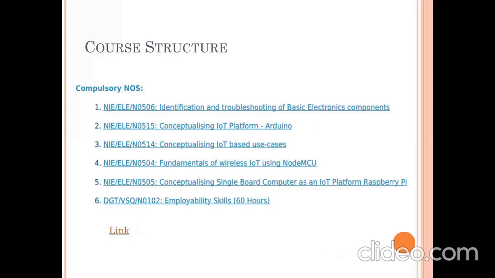So first, let us see how your course is structured. You have 6 modules in all. The first module is identification and troubleshooting of basic electronic components. Second one is conceptualizing IoT platform and using Arduino. Third one is conceptualizing IoT-based use cases. Next is fundamentals of wireless IoT using Node MCU. The next one is conceptualizing single board computer as an IoT platform using Raspberry Pi. And the last one is a non-technical module, that is employability skills, which will enable you to get employment after the execution of this course.